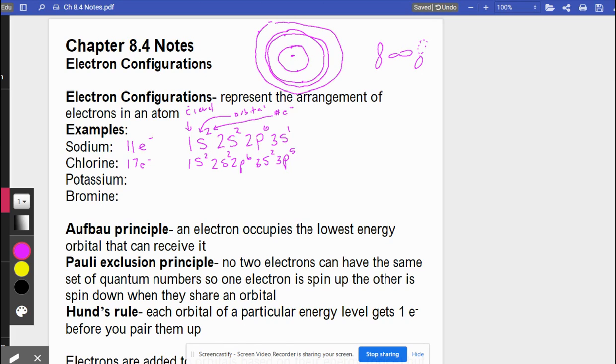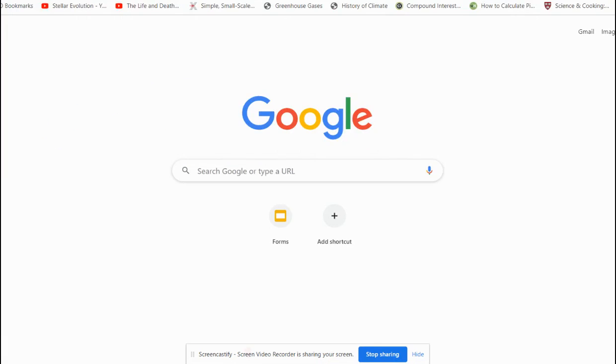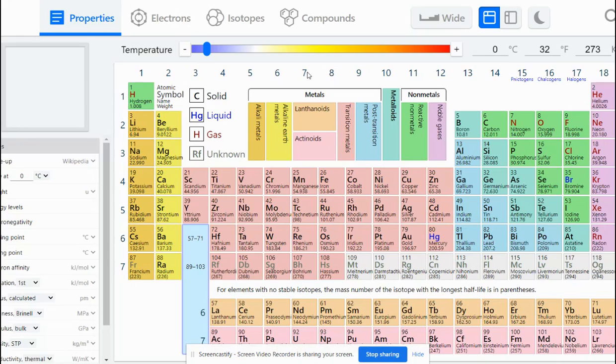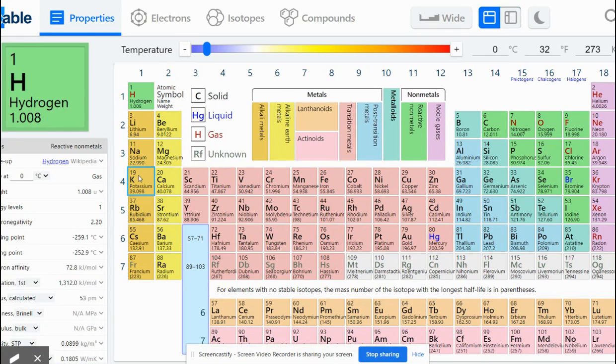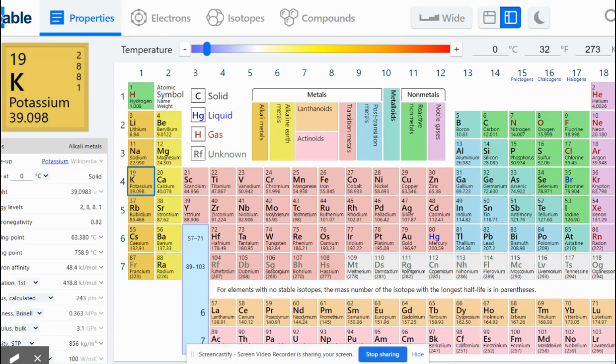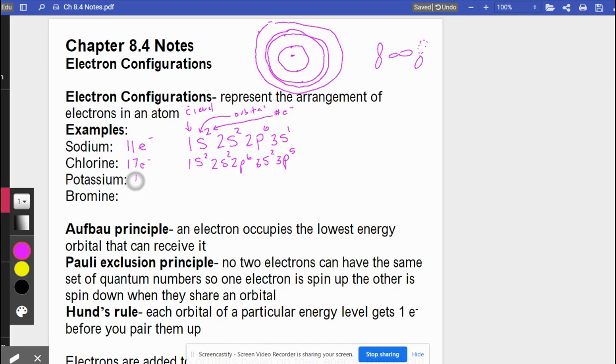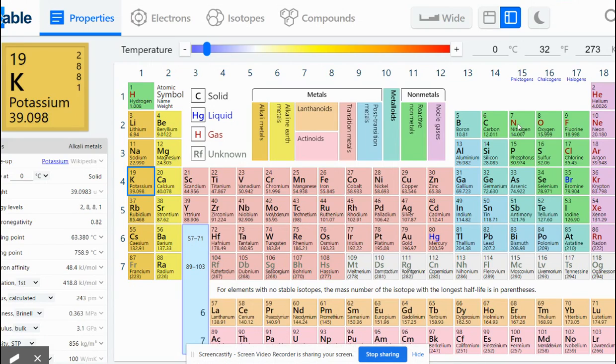Okay, potassium, we need to look up on our periodic table. Potassium is in group 1, and it has 19 protons. Its atomic number is 19, so that means it has 19 electrons. So 19 electrons. We always start with how many electrons. And let's look at bromine while we're at it. Bromine is the one we're going to do next. Bromine has 35 electrons.